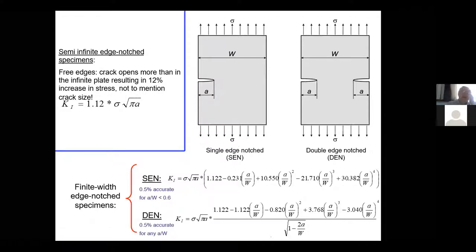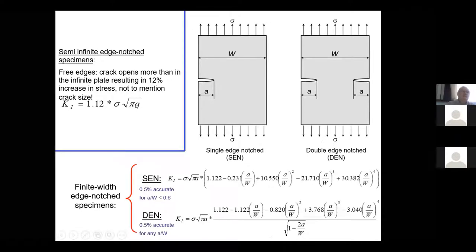Now this 2A is actually historically used for a central crack plate because in that case there are two crack tips. Anyhow, without this small confusion about crack length, there is a 12% increase in stress just because this is an edge crack and not a central crack. So that is the C component of K that we saw in the last slide. And we will get a 12% increase in stress, or in stress intensity factor, better to say.